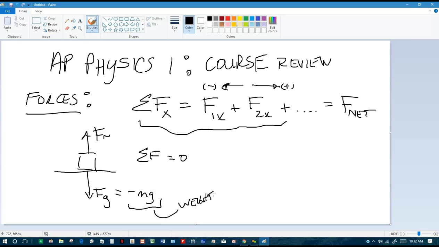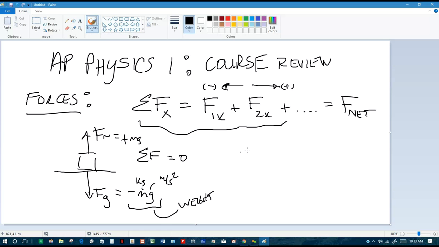Weight is measured in newtons. It's a force. Your weight is a force, and it's equivalent to mass, which is in kilograms, times the acceleration of gravity, g, measured in meters per second squared. In this case, those forces would be equal but opposite in direction. And if you sum them up, as we did above, minus mg plus mg would cancel. This is zero. The object is at rest. It remains at rest in agreement with Newton's first law of motion.